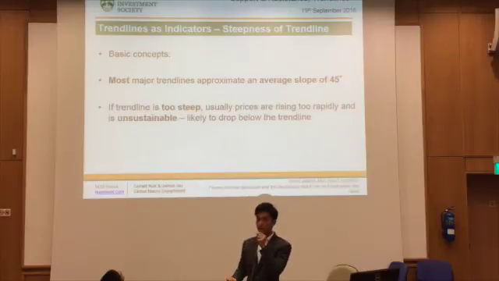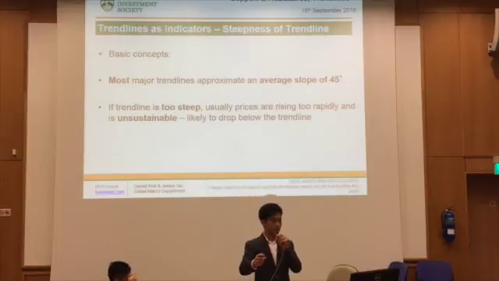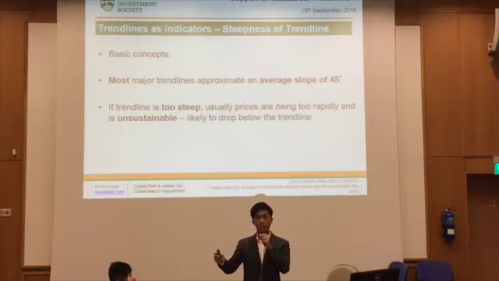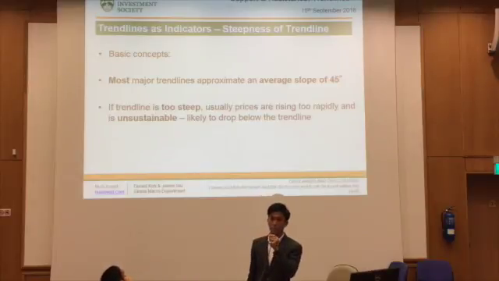If the trend line is too steep, what tends to happen is that the price becomes unsustainable. Imagine the price going up at a very rapid rate. It's unrealistic for the price to keep increasing, so sooner or later it will fall out of the trend.